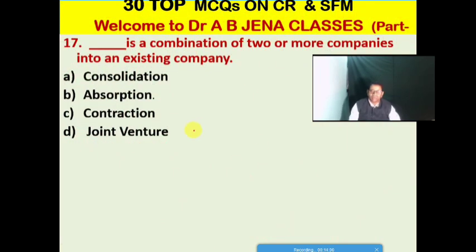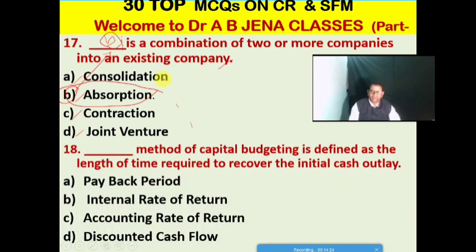Next MCQ: Dash is a combination of two or more companies into an existing company. A. Consolidation, B. Absorption, C. Contraction, D. Joint venture. Friends, B is the right option. So absorption is a combination of two or more companies into an existing company.